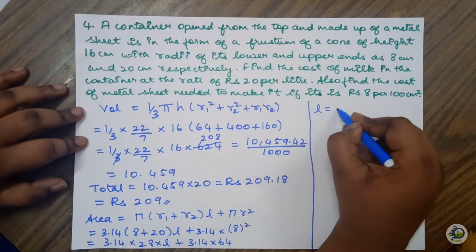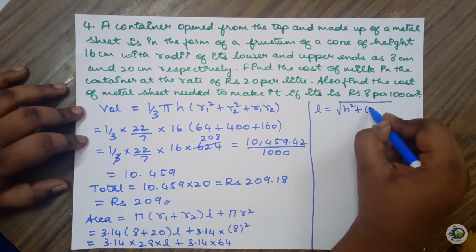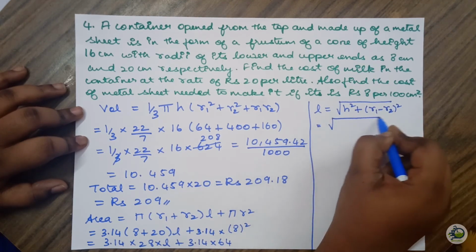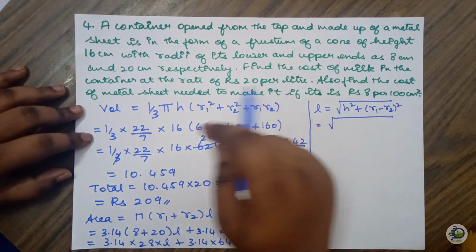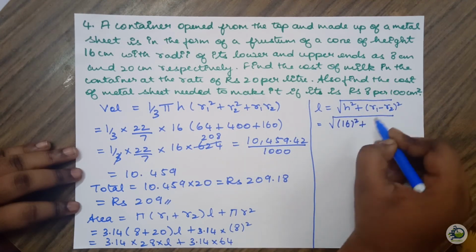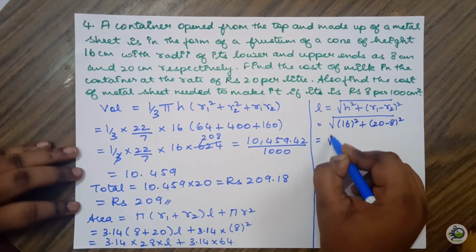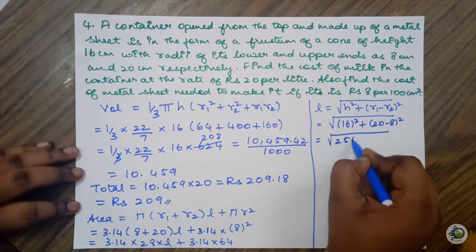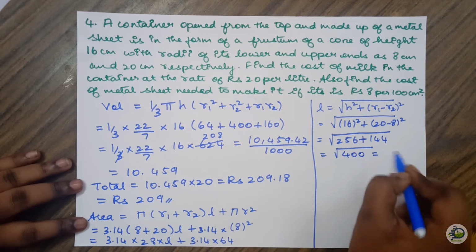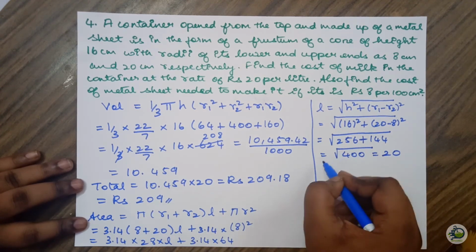For L, we have the formula: L is equal to root of h square plus (R1 minus R2) the whole square. So h is 16, so h square is 16 square plus (20 minus 8) the whole square. So 16 square is 256 plus 144, so it is root of 400, which is equal to 20. So instead of L I can substitute 20.